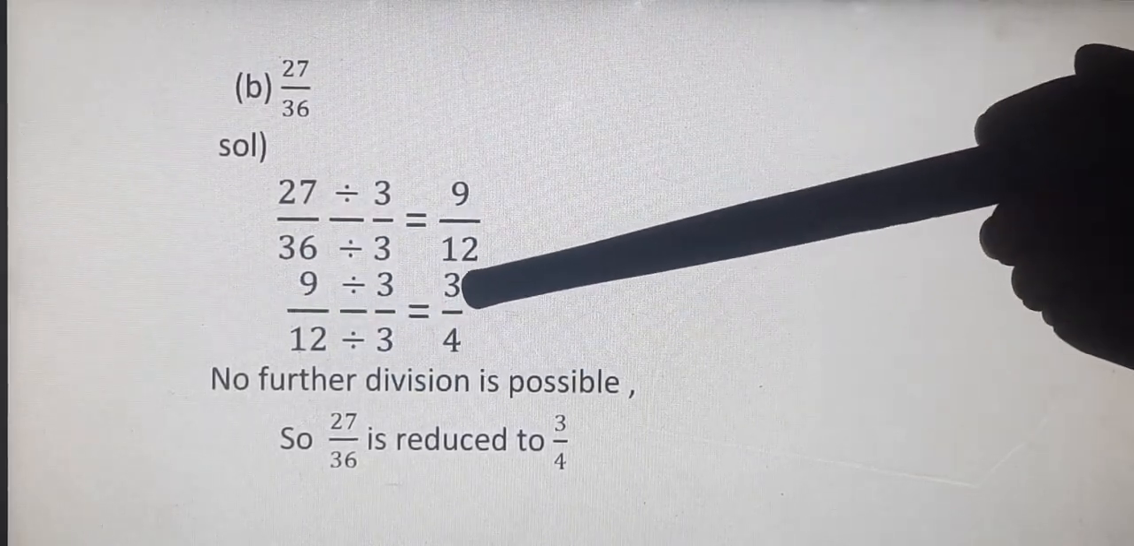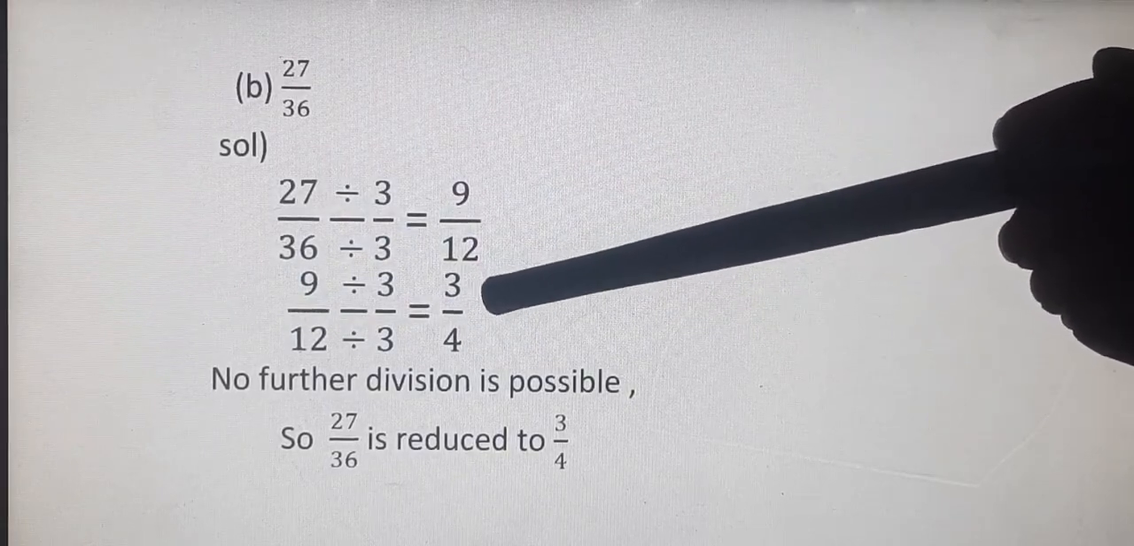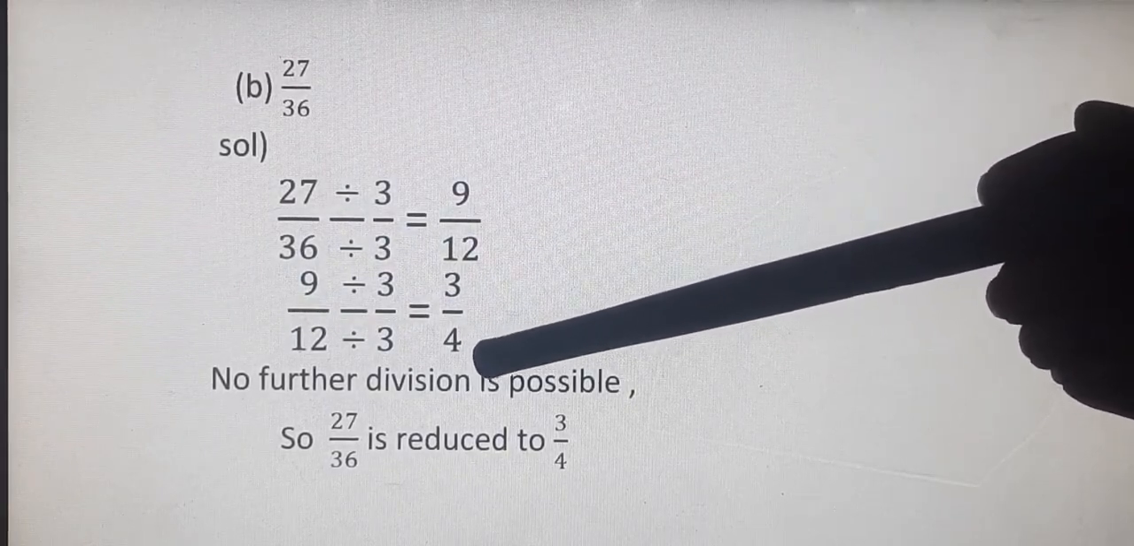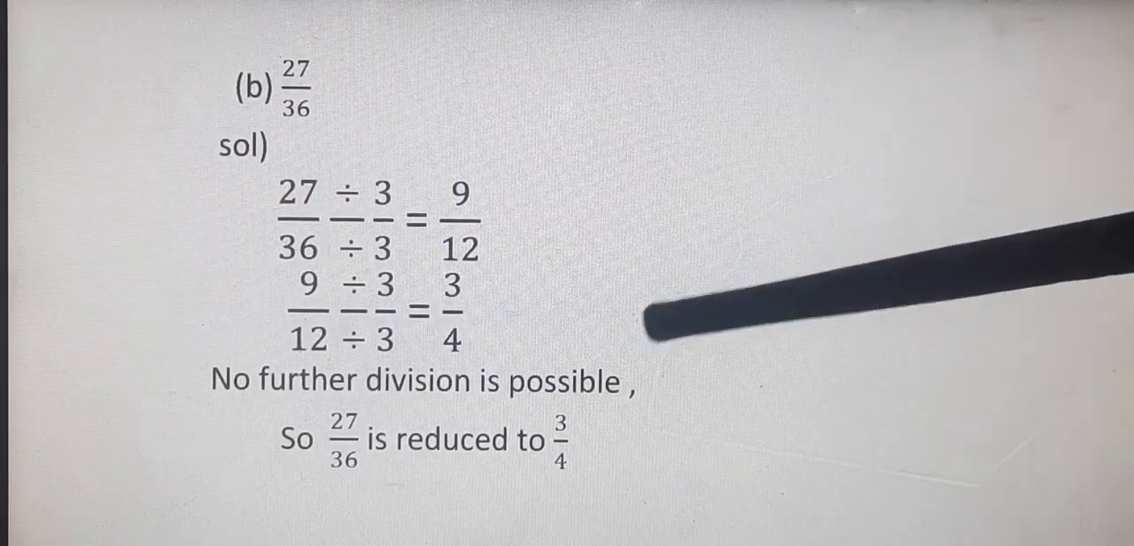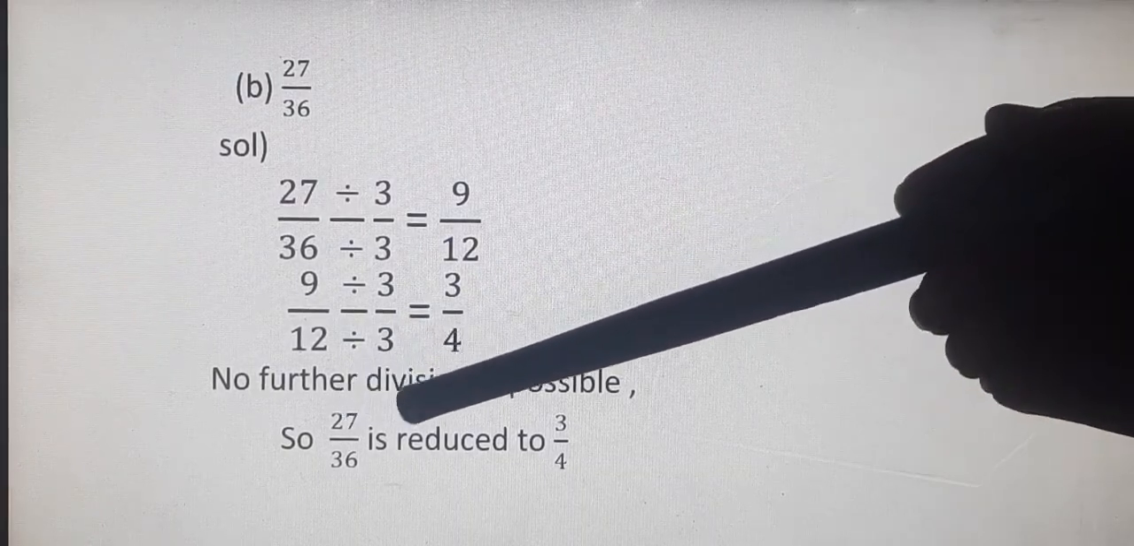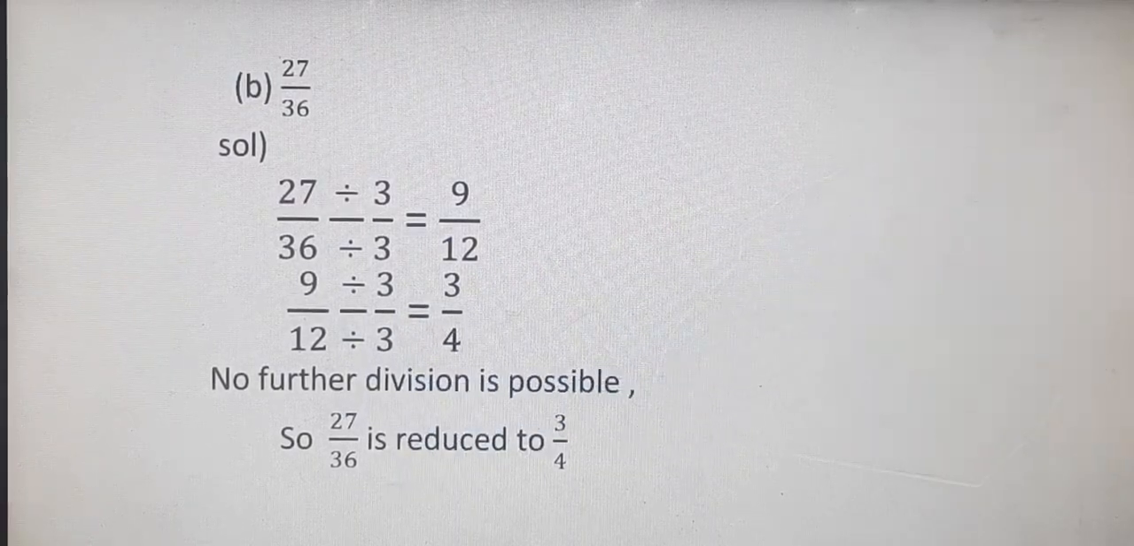3 is prime number. 3 only 3 से divide होगा या 1 से होगा. 4 3 से divide होता नहीं. So no further division is possible. So 27 upon 36 is reduced to 3 upon 4.